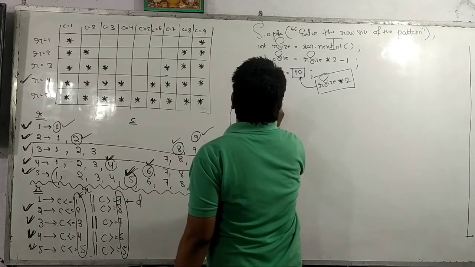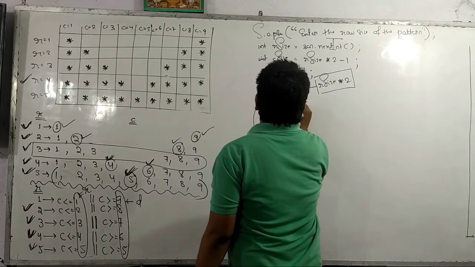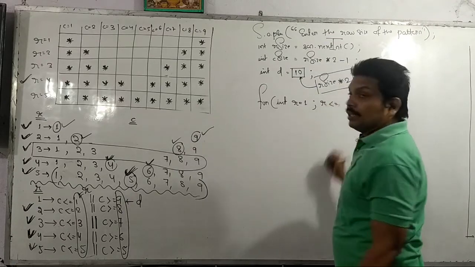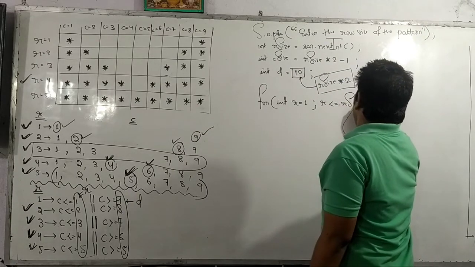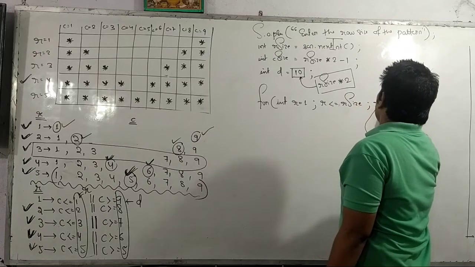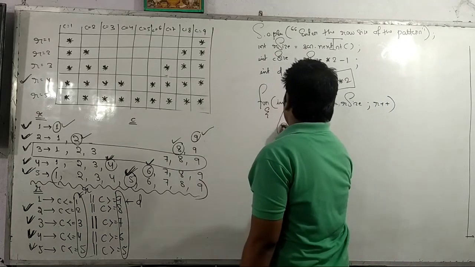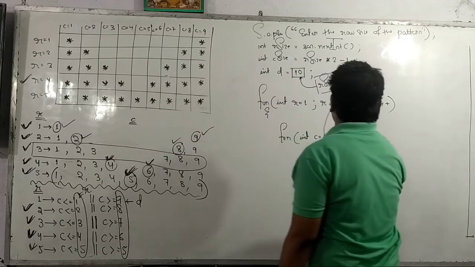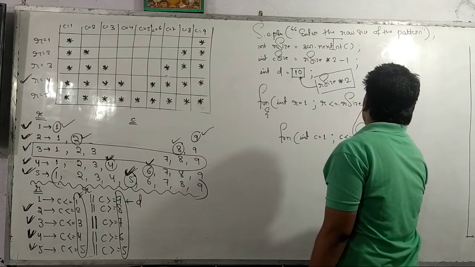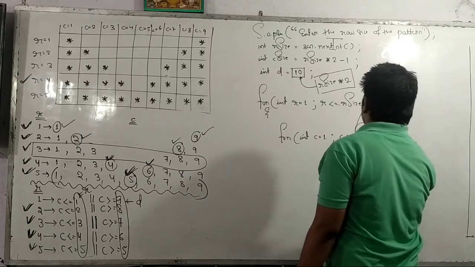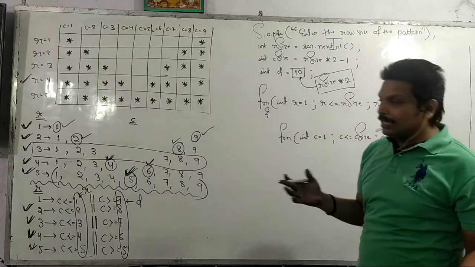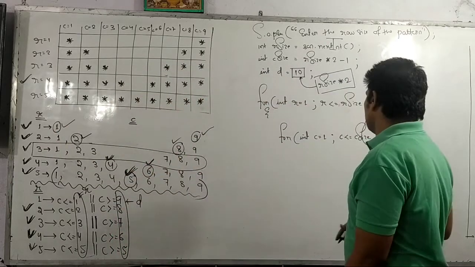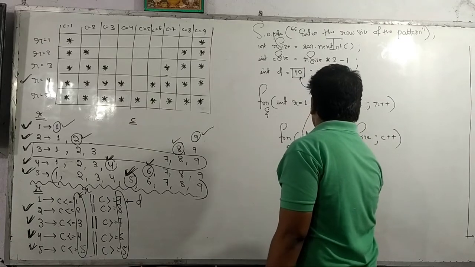Then let me start the outer for loop: int R is equal to 1, R less than equal to R size, R plus plus. Then inner for loop, int C is equal to 1, C less than equal to C size, C plus plus. So this inner for loop is taking care that the C value is starting from 1 and is ending at 9.